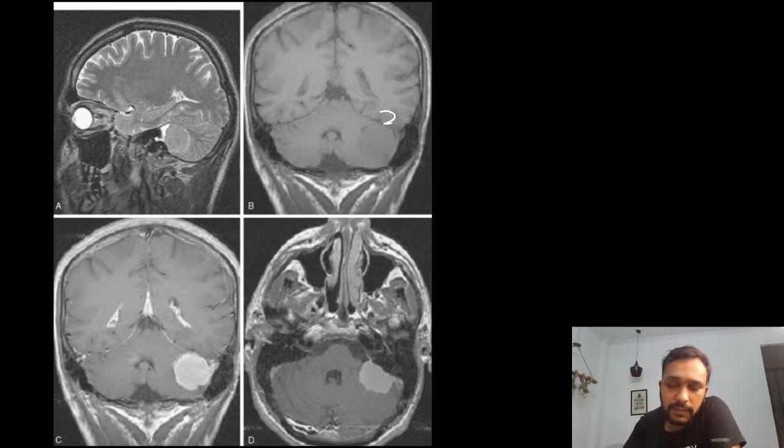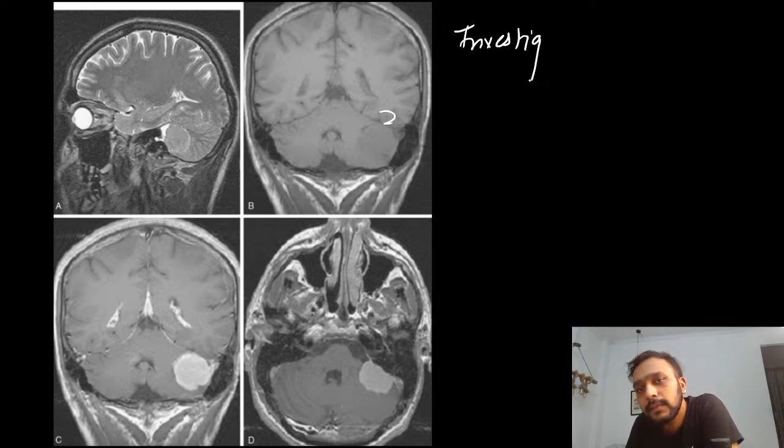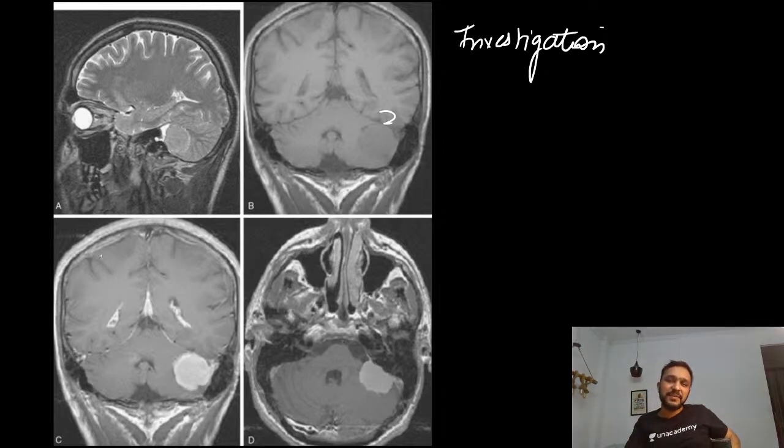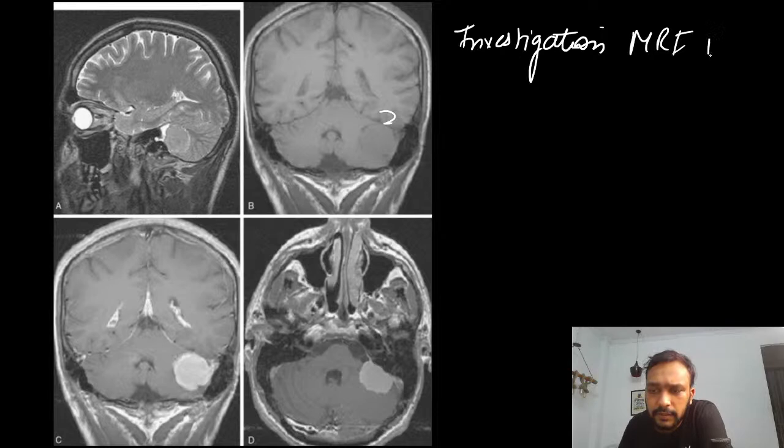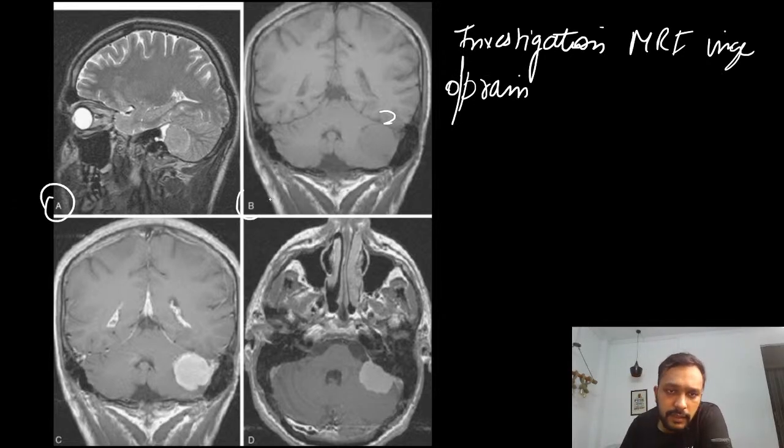Moving on to the third image, guys. What are your observations in this case? First of all, tell me the investigation that is being shown to you in this case. Very good. Okay, so this is an MRI image of the brain. Very good. And what do you see on this MRI image of the brain? Okay, these are your images A, B, C, and D.